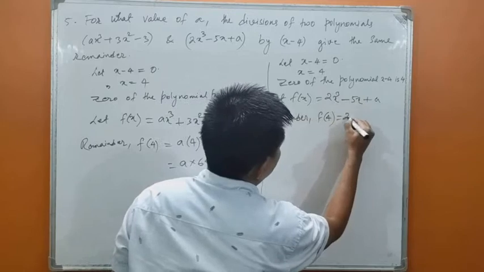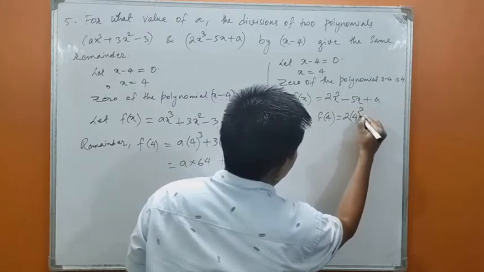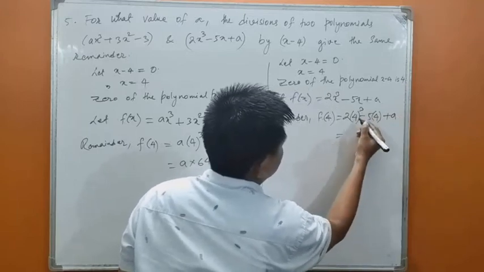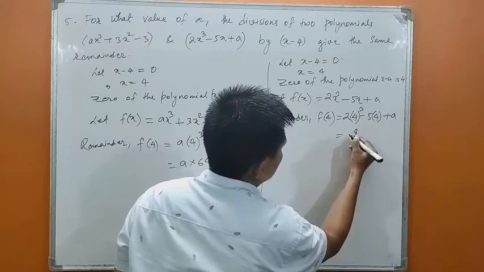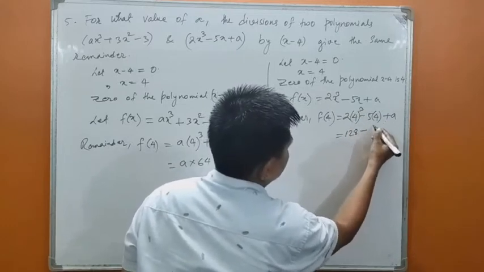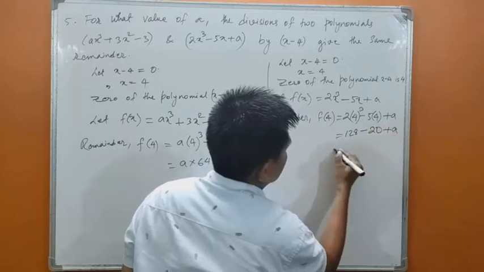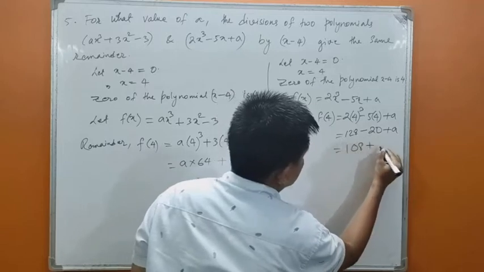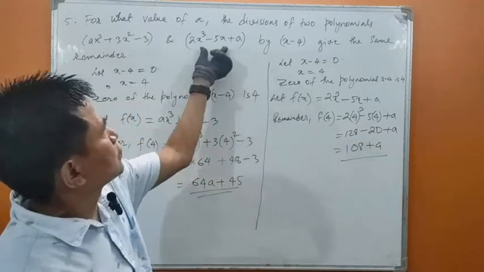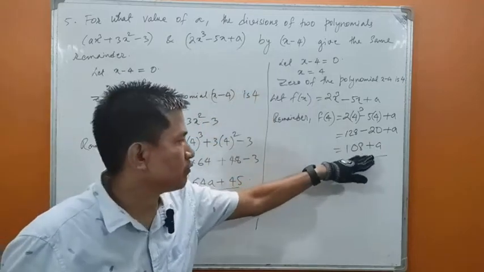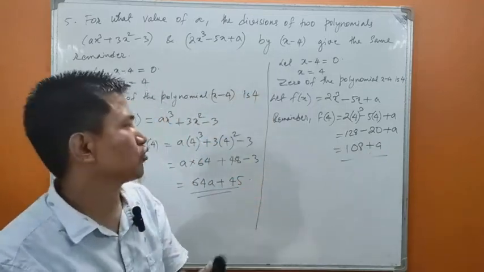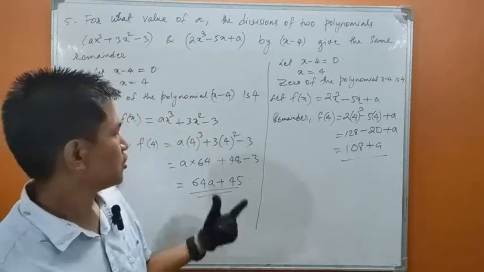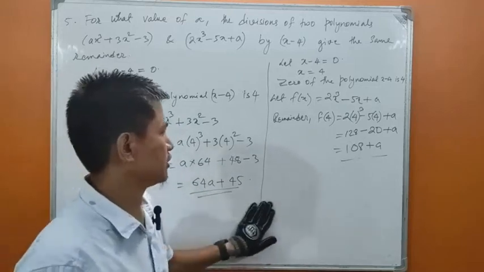Instead of x we write 4 now. 2 times 4 cube minus 5 times 4 plus a. 4 cube means 64, 64 2s are 128, minus 5 4s are 20, plus a. 128 minus 20 is 108, plus a. Okay, when we divide this by x minus 4, we got remainder 108 plus a. And according to the question, this remainder and this remainder are equal, isn't it?